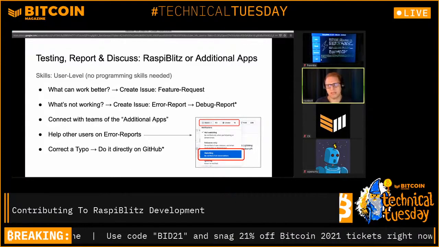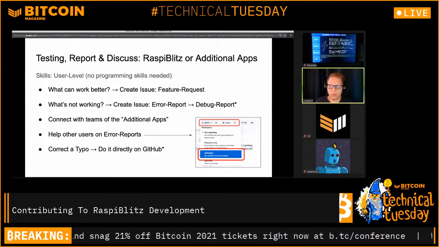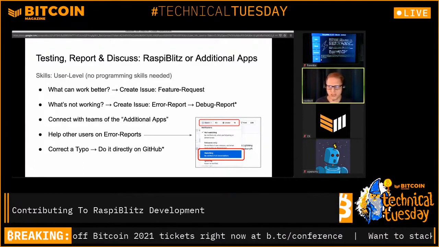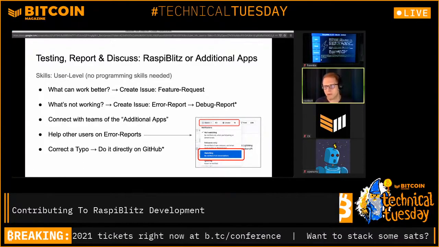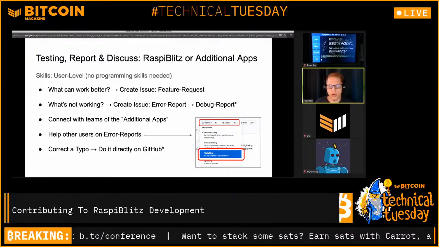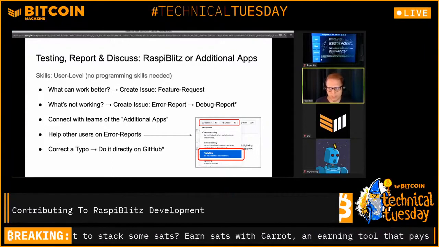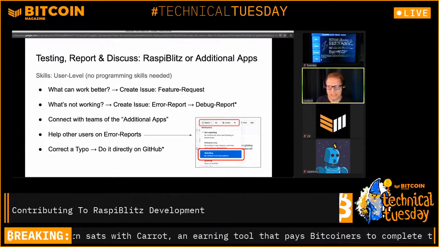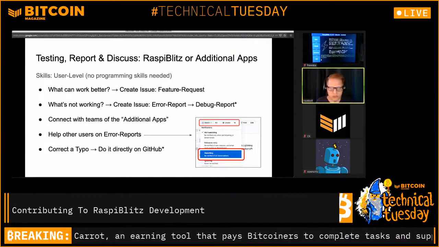Then there's if something's not working. So, classic error reporting. That's something we also learn a lot from. A lot of features are very experimental, and even standard features can sometimes break. This is the point where you create an error report, and in the next slide I will show you how you can add a debug report to it, so that we get some insight into what may be wrong with your machine or your RaspiBlitz.